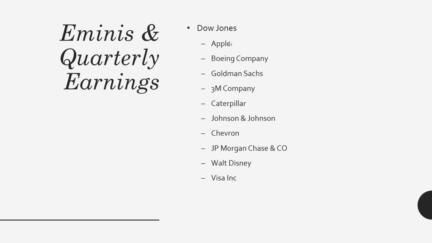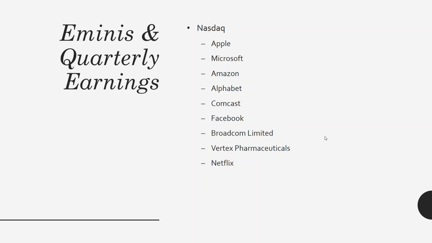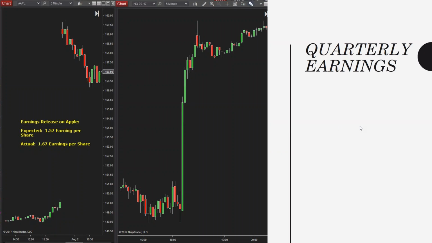The 10 top companies on the Dow Jones are Apple, Boeing, Goldman Sachs, 3M, Caterpillar, Johnson & Johnson, Chevron, JP Morgan again, Walt Disney, and Visa. Then on the NASDAQ, you have Apple, Microsoft, Amazon, Alphabet, which is also Google, Comcast, Facebook, Broadcom, Vertex, and Netflix.